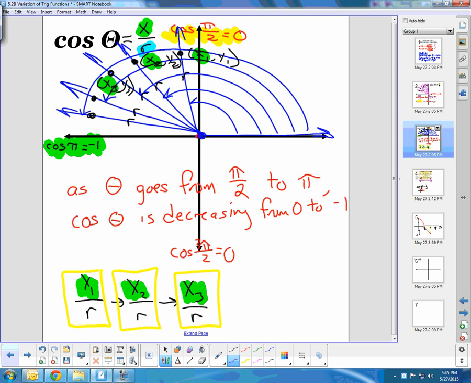These arguments continue similarly for quadrants 3 and 4, just paying attention to the signs of the x-coordinates, and whether they're getting bigger, whether they're getting smaller, whether they are positive, whether they're negative, and you can make similar arguments and talk about the variation of the cosine function.